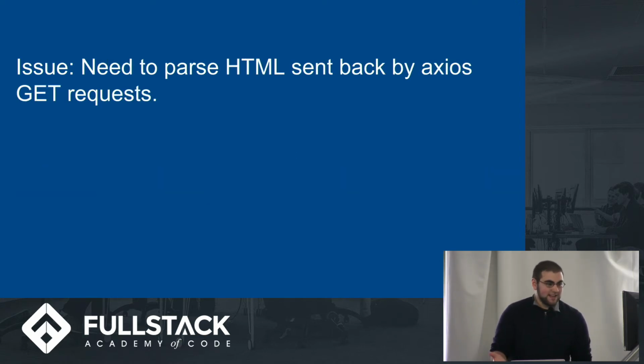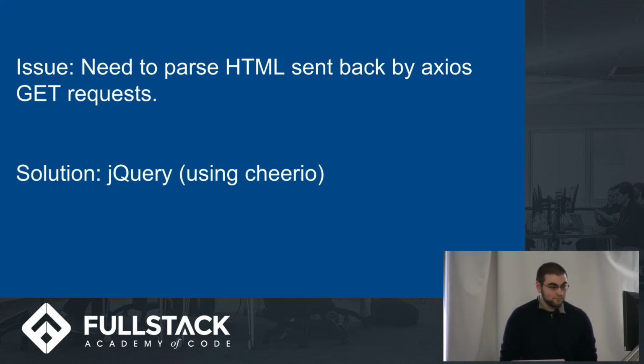So then the next issue is parsing that HTML. Since it's just a string, we want to be able to find certain stats from there. And so, of course, we use jQuery for that. And there's probably several different packages I could use to implement jQuery for this. But I saw a couple sites recommending Cheerio. And personally, I didn't really like using Cheerio.